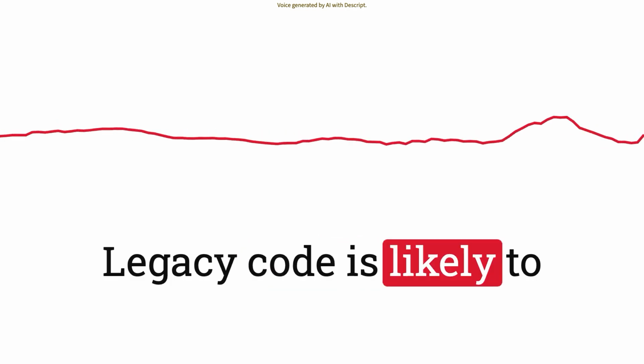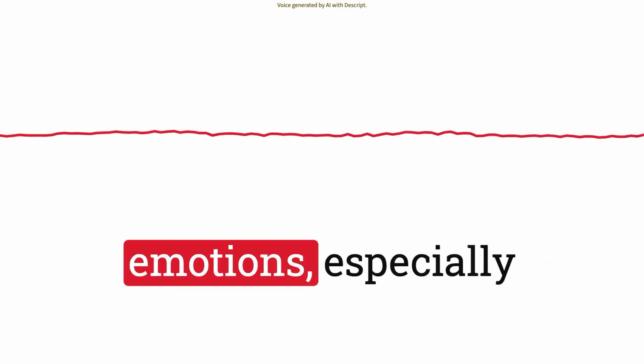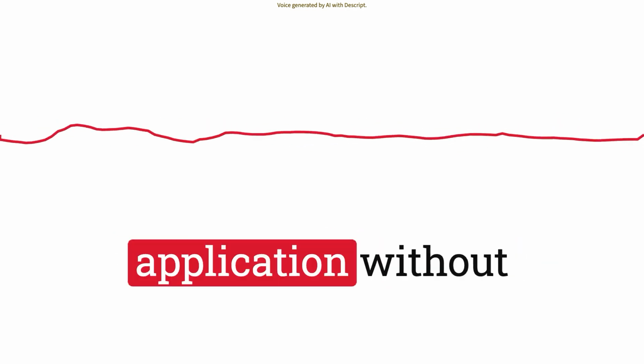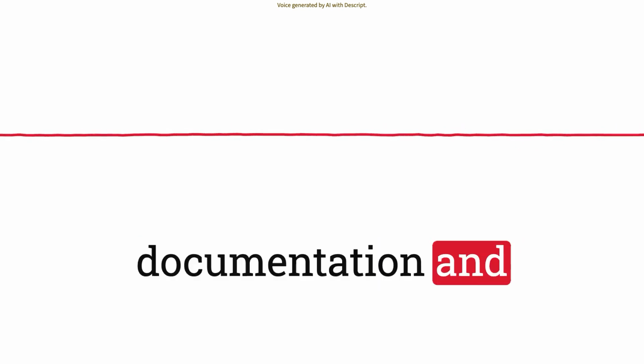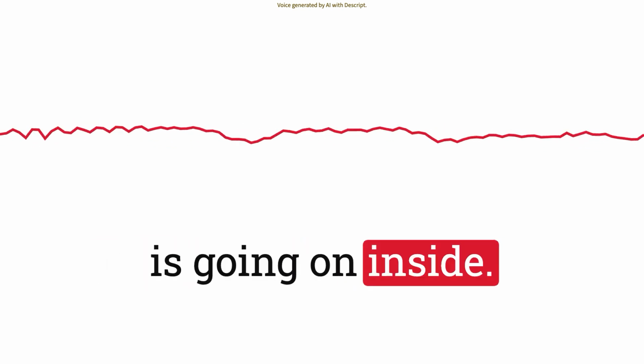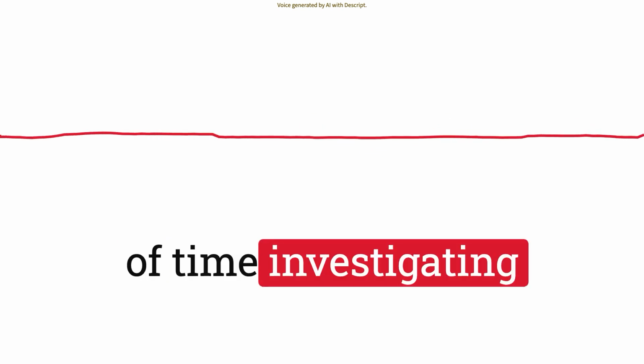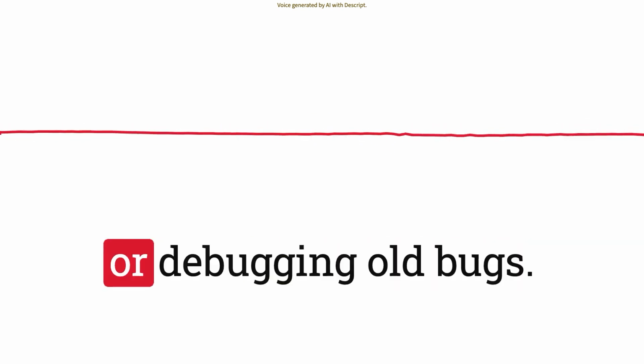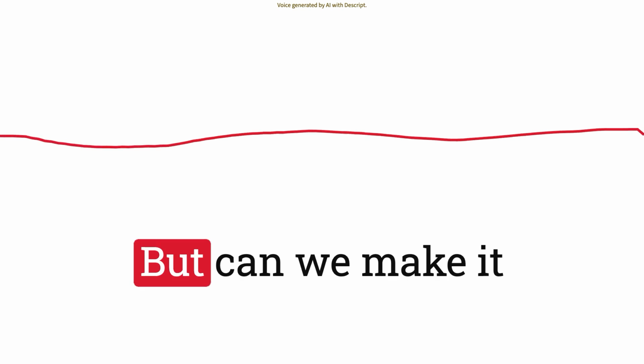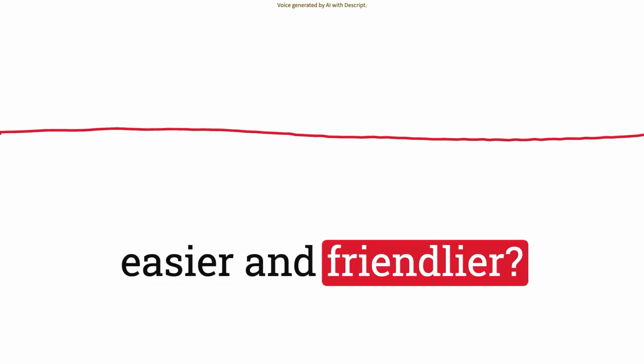Legacy code is likely to evoke a lot of negative emotions, especially when we take over an application without documentation and have to figure out what is going on inside. We can spend a lot of time investigating nested dependencies or debugging old bugs. But can we make it easier and friendlier?